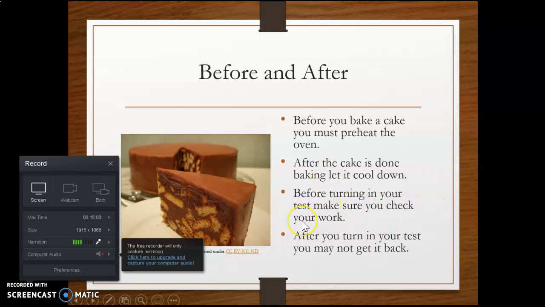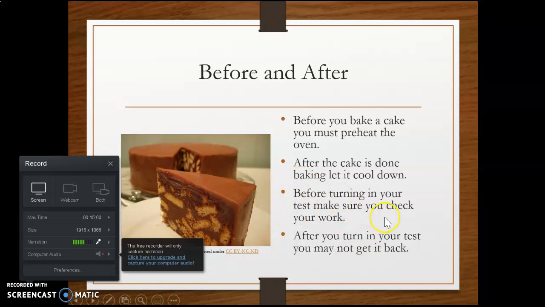Before turning in your test, make sure you check your work. So don't turn it in before checking your work. After you turn in your test, you may not get it back. So you see these go together. First, when we're talking about a cake, before the cake is made, we must turn on the oven. After the cake is made, we have to let it cool down.